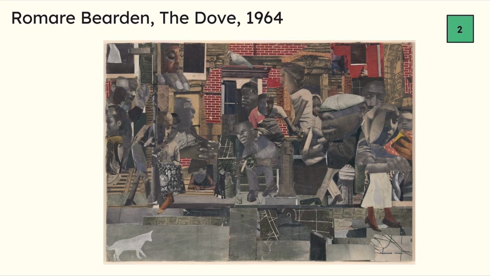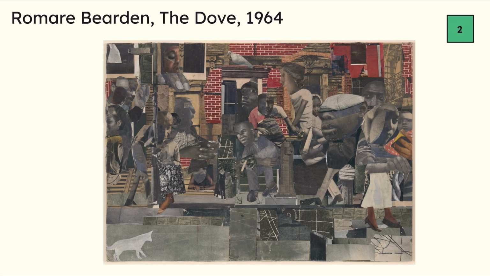For this particular presentation, I decided to look over The Dove by Romero Bearden, which you can see on this slide. He created this piece in 1964, and just to give you some background information about the artist, his work tends to focus on the life and culture of African Americans. He grew up during the Harlem Renaissance, which explains why his work was heavily influenced by the ideas established during this time.